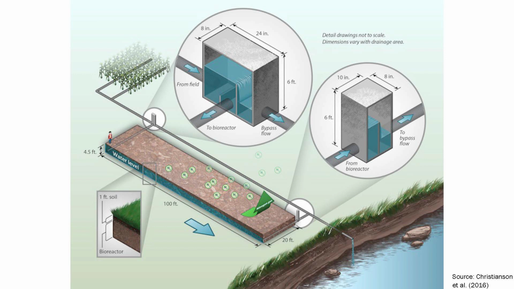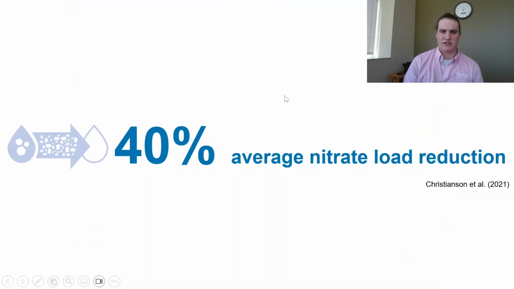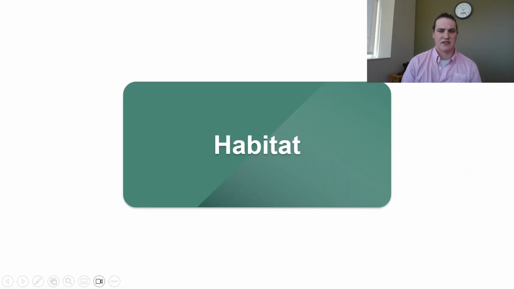You can see the tile coming out of here. You've got your control structure, which is diverting the flow to the bioreactor. In high flows, as you can see here, it's bypassing the bioreactor, but the majority of the time the water is going into the bioreactor, treating the nitrates, turning them into nitrogen gas, coming back down here, flowing back into your main tile line and into the creek. So it's, again, treating water. It's usually 40% of the average nitrate load that is treated. So again, pretty successful practice.